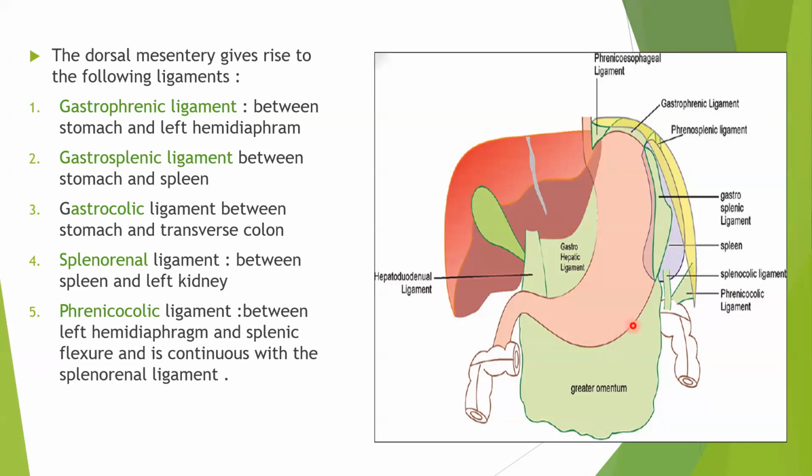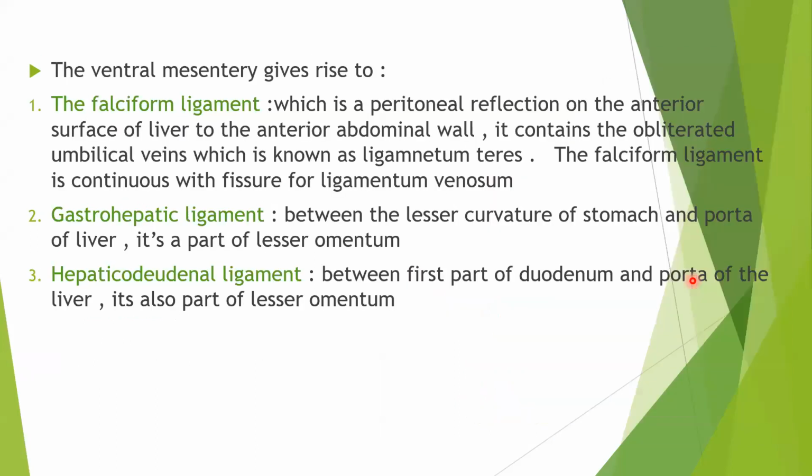The splenorenal ligament, and the phrenicocolic ligament, which is situated between the left hemidiaphragm and the splenic flexure, and is continuous with the splenorenal ligament. This is the phrenicocolic ligament between the colon, the splenic flexure, and the diaphragm.